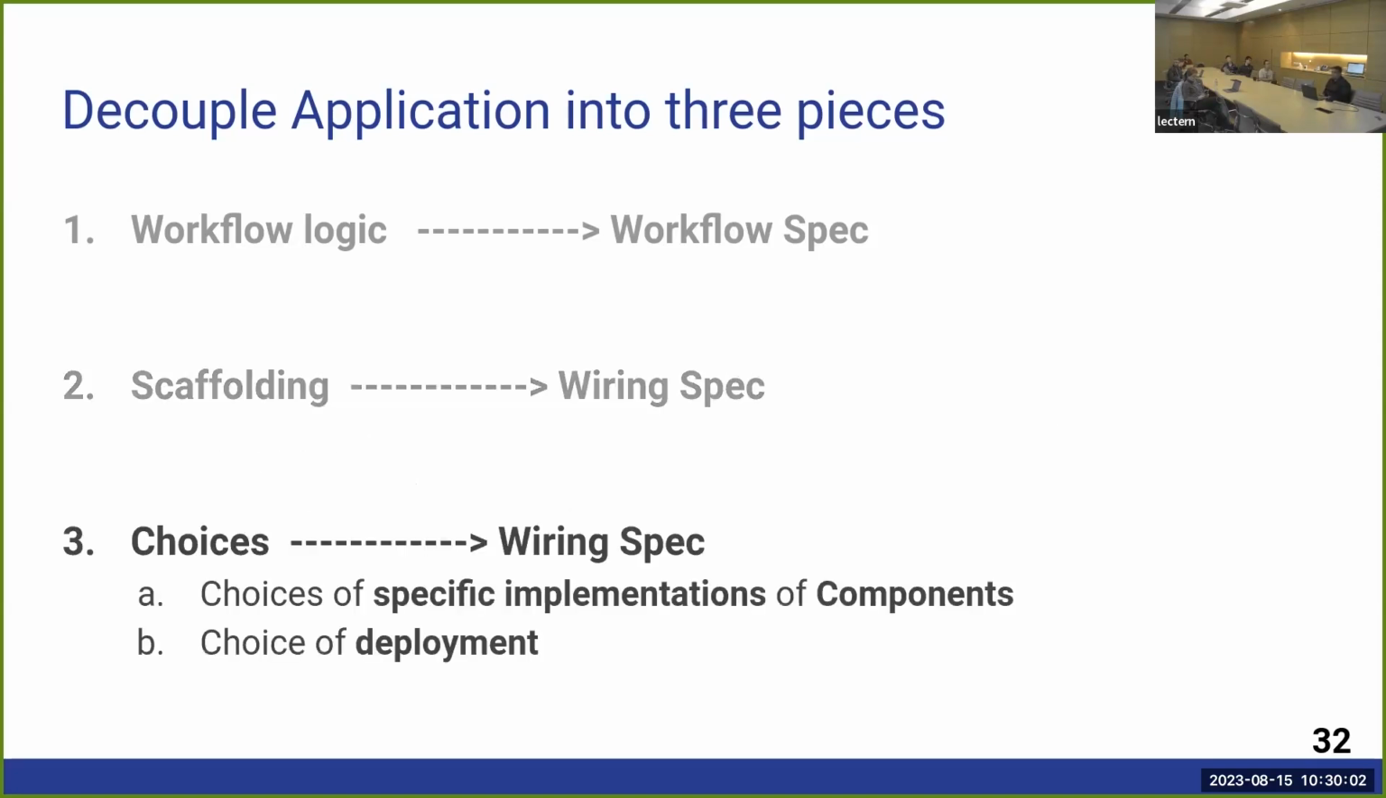And finally, we have choices. These are choices of specific implementations of components, like which cache to use, which database to use, which communication framework to use. And finally, the choice of deployment, which basically means whether you want this to be in a Kubernetes cluster, normal Docker containers, or Amazon, wherever you want your system to be deployed.